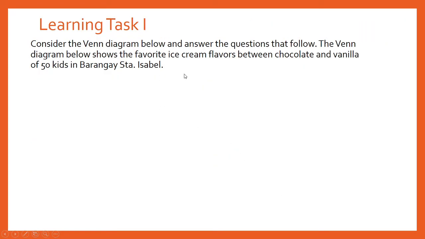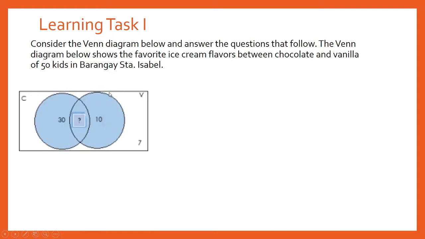Okay, so let's answer the learning task 1 of your LEAP. Consider the Venn diagram below and answer the questions that follow. The Venn diagram below shows the favorite ice cream flavors between chocolate and vanilla of 50 kids in Barangay Santa Isabel. Heto yung Venn diagram about the favorite ice cream flavors of 50 kids. Now, before we answer the succeeding questions, we have to know this first. Yan. So, ano kaya itong question mark na to?